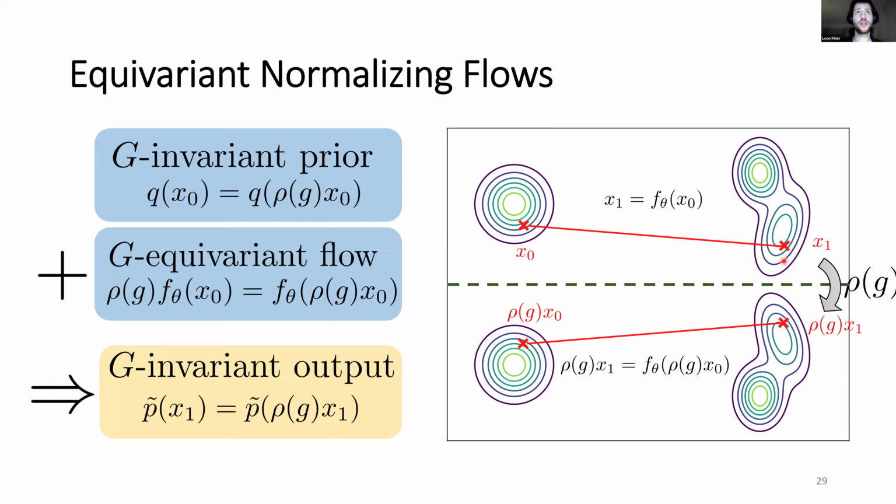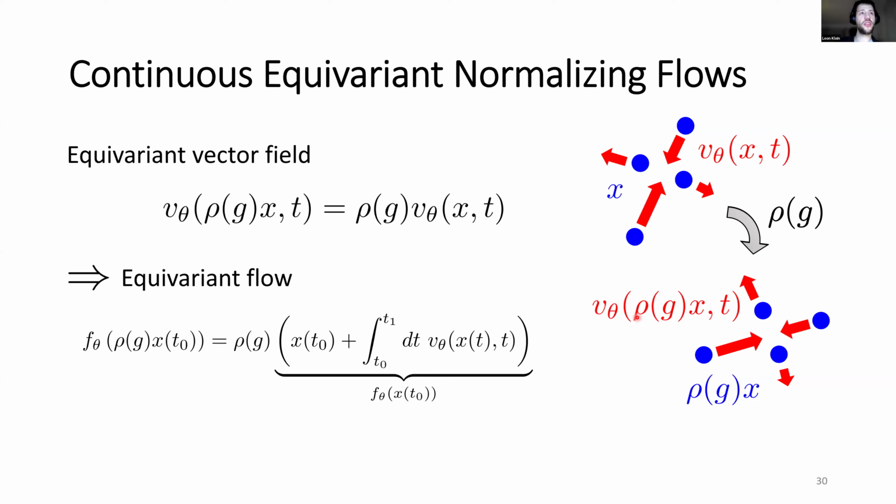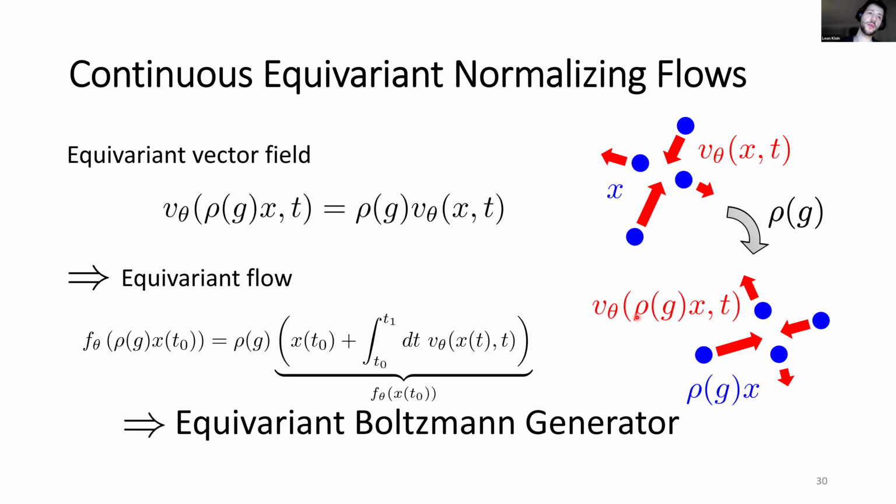And we can construct equivariant normalizing flows based on continuous normalizing flows. For that, we simply need an equivariant vector field. So as shown here on the right, where x are the current positions and v is the vector field acting on these, if we rotate these positions, then the vector field will be rotated accordingly. And this will give rise to an equivariant flow transformation. And this then, as I mentioned, can be used to construct equivariant Boltzmann generators where we have control over the symmetries of the output distribution.